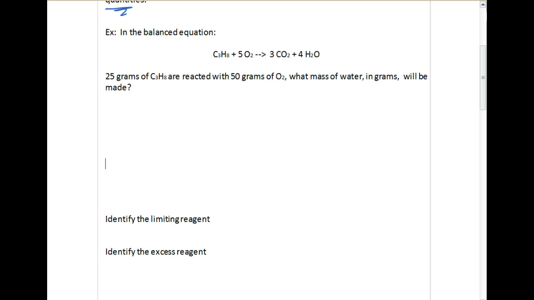Okay, so in this problem we have a balanced equation given to us. We have C3H8 being reacted with oxygen gas to form carbon dioxide and water. Again, a combustion reaction. C3H8 is propane. The white tanks that you might see under a barbecue or in somebody's backyard, if they have propane gas that powers their stove or their gas heater, if they live out in the country sometimes.